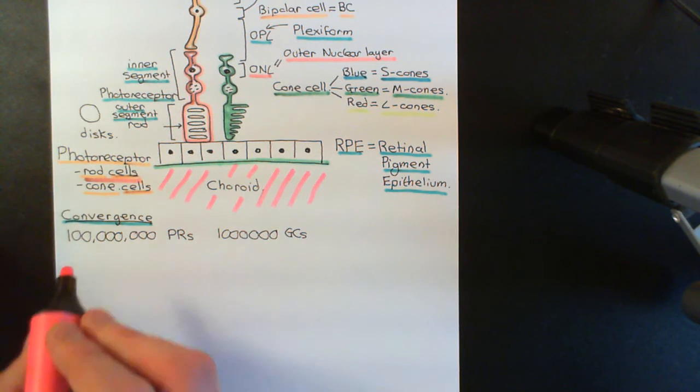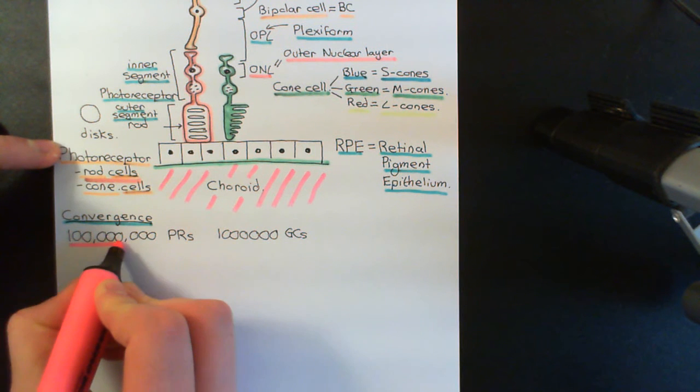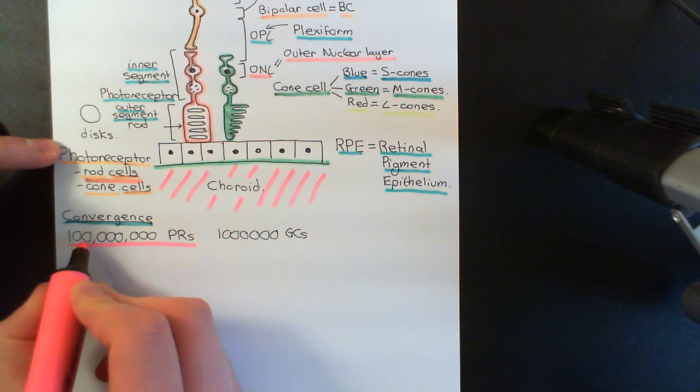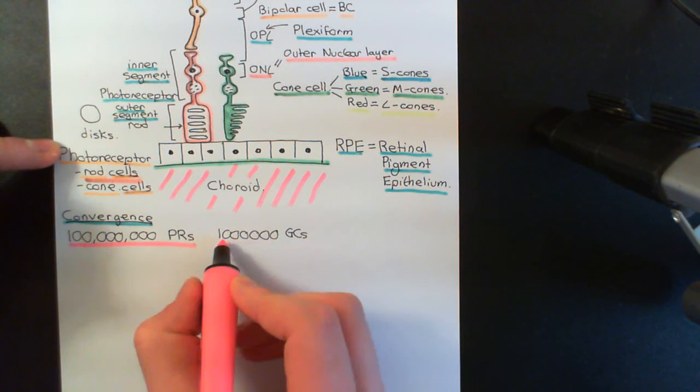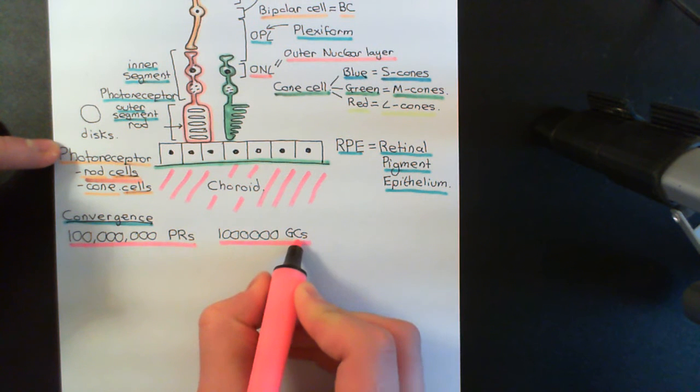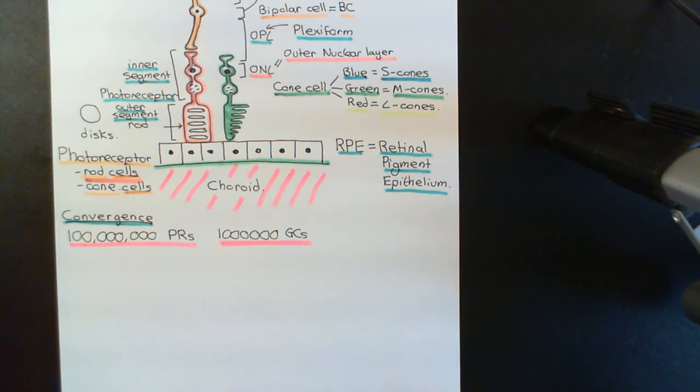So what does that have to mean? There has to be convergence. Approximately 100 photoreceptors must send their electrical signals to just one ganglion cell on average. Okay, so let's talk about how this is going to work. This is particularly apparent for the rod cells. The rod cells in particular converge.